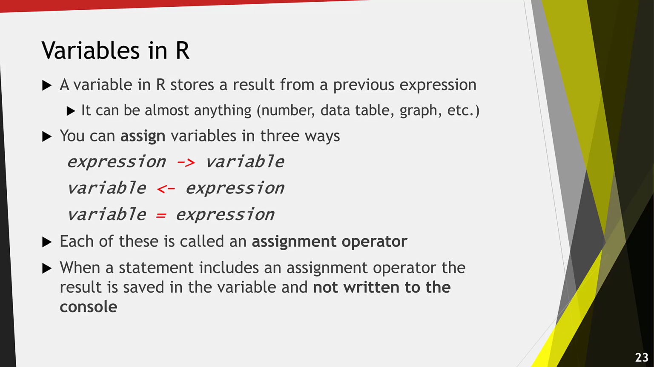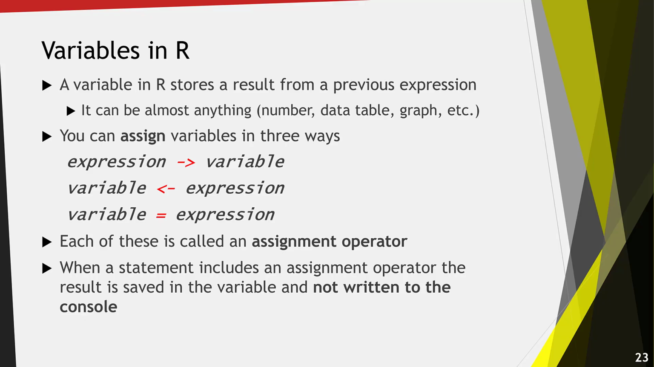Another important component of R expressions are variables. What's a variable? Well, a variable in R stores a result from a previous expression. Variables can be almost anything in R. They can be a number, a data table, a graph, an audio clip, etc. The way that you use variables is that you can assign a value to variables in one of 3 ways. The first is a right arrow that is constructed by a hyphen followed by a greater than sign. The second is a left arrow constructed by a less than sign followed by a hyphen. And the last is just the equal sign. Each of these are called assignment operators.